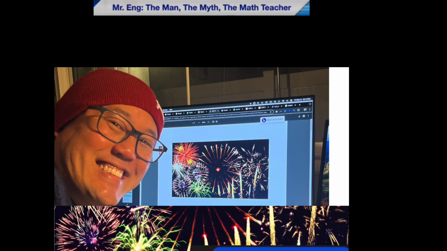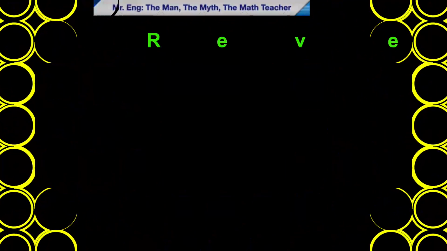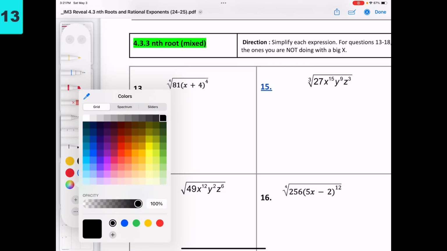Thou shalt not covet thy neighbor's paper, nor anything that he has, because you'll get the answers, but not the work that shows you got it right. All right, let's try number 13.